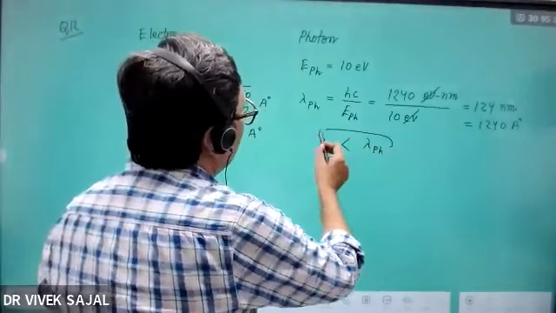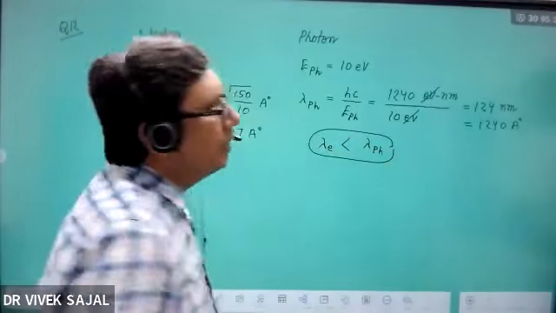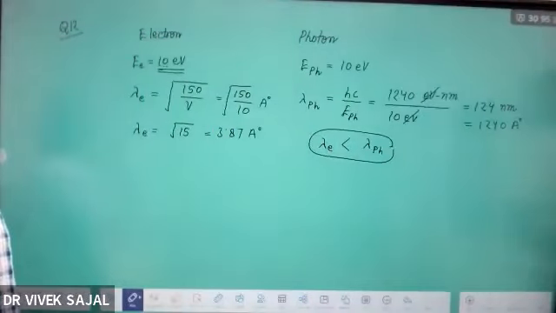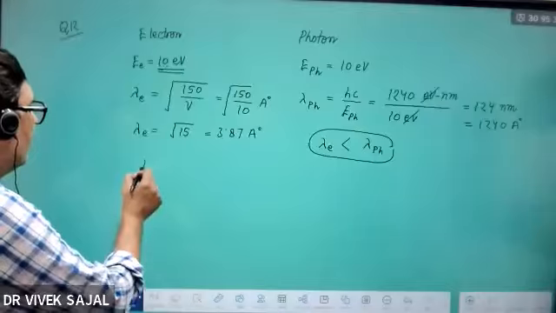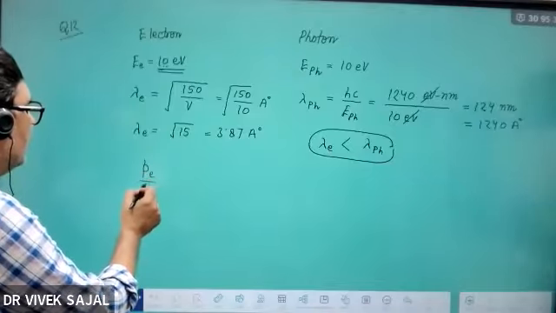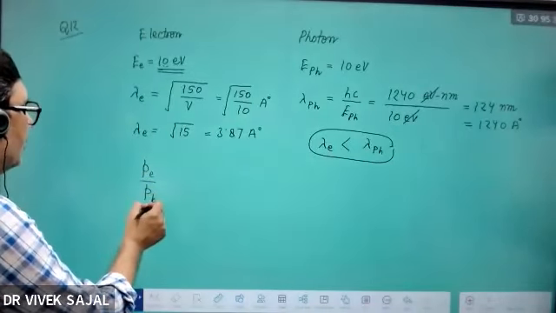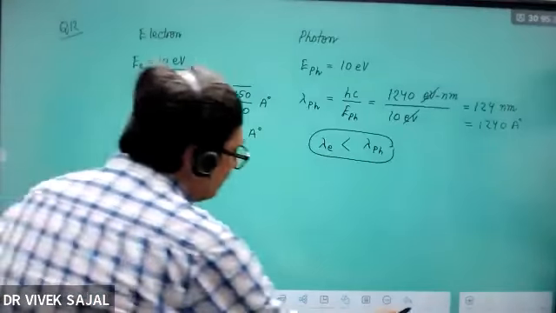So one of the relations is this: lambda E is less than lambda photon. Lambda E is less than lambda photon. Now find out PE and P photon. So the ratio of PE by P photon. I want to find out their relation.